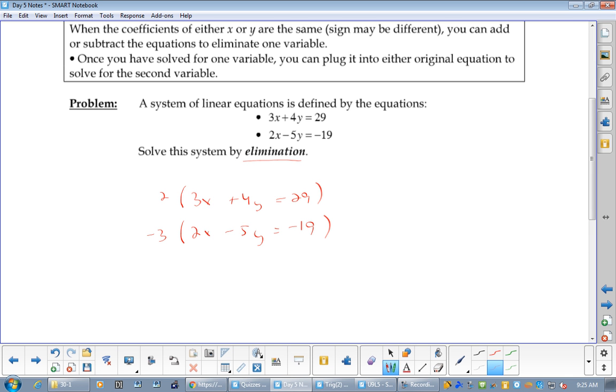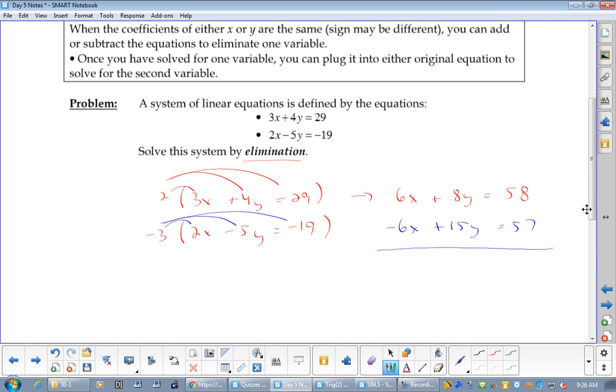Now what happens if I take the entire top and multiply by 2? This would give me 6x plus 8y equals 58. Now, if I take and multiply this by negative 3, I will get negative 6x, what's next? Plus 15y equals 57.